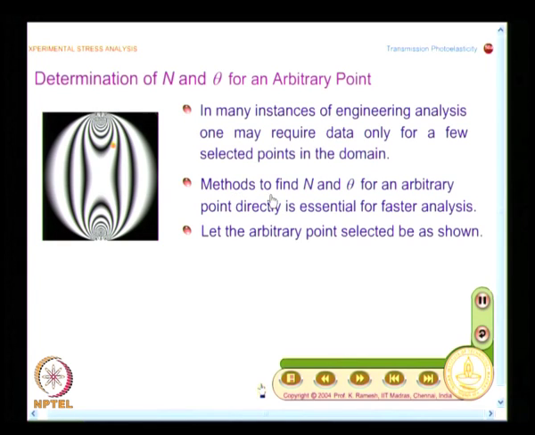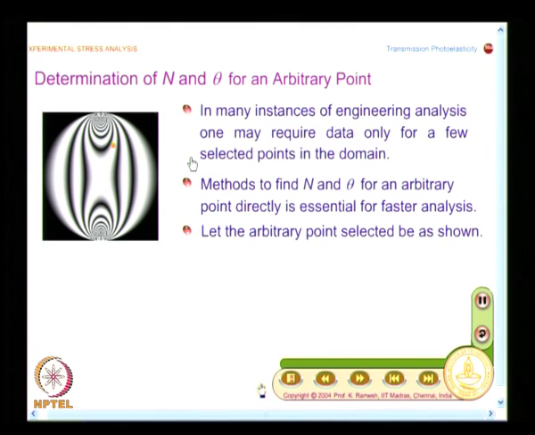So, methods to find n and theta for an arbitrary point directly, this is the key point, are essential for faster analysis. And you already know, suppose I want to find out n and theta, for n I can go to a circular polariscope, for theta I have to necessarily go to a plane polariscope, and in fact determination of theta at any arbitrary point is far simpler and more straightforward than finding out n at arbitrary points. So, first we will look at how to get theta, then we will find out how to get the fringe order n.